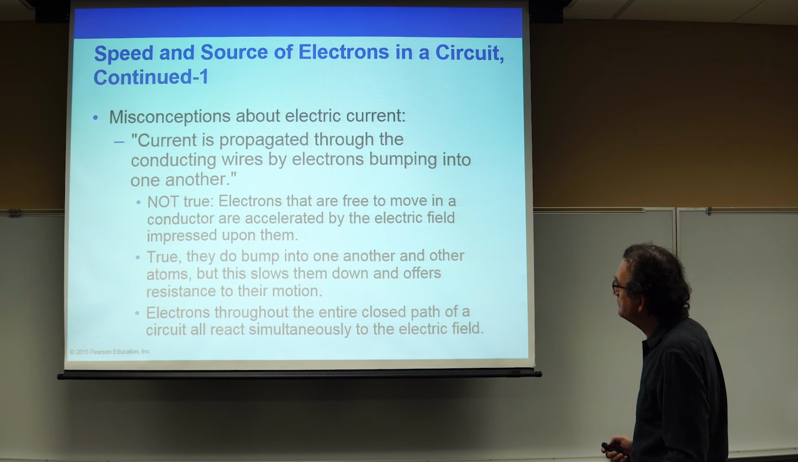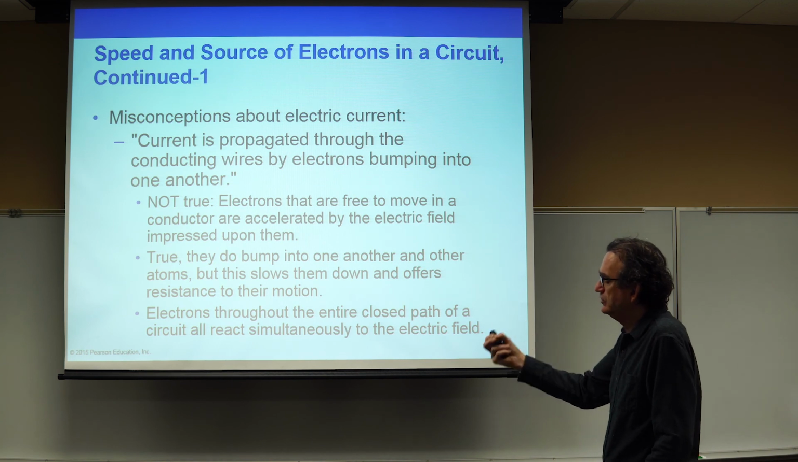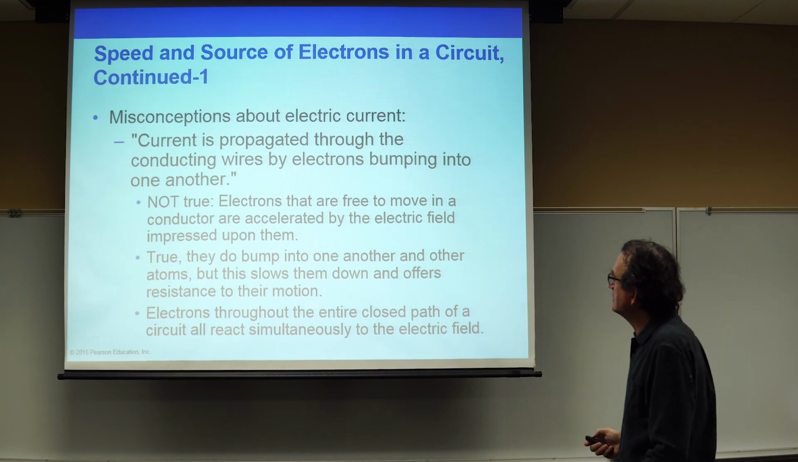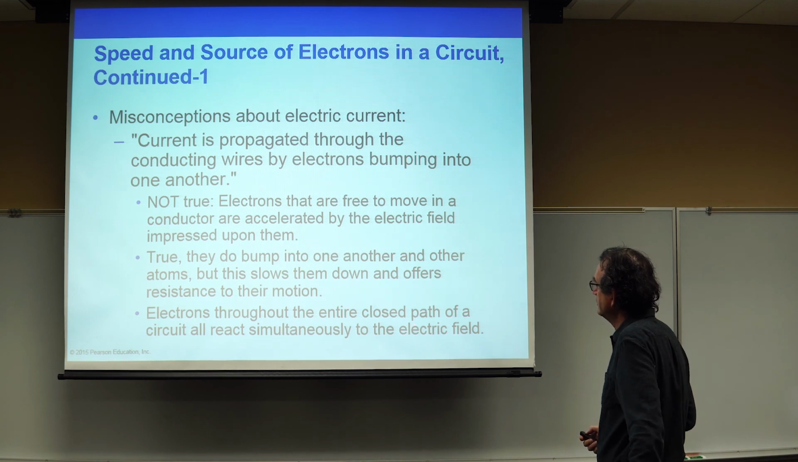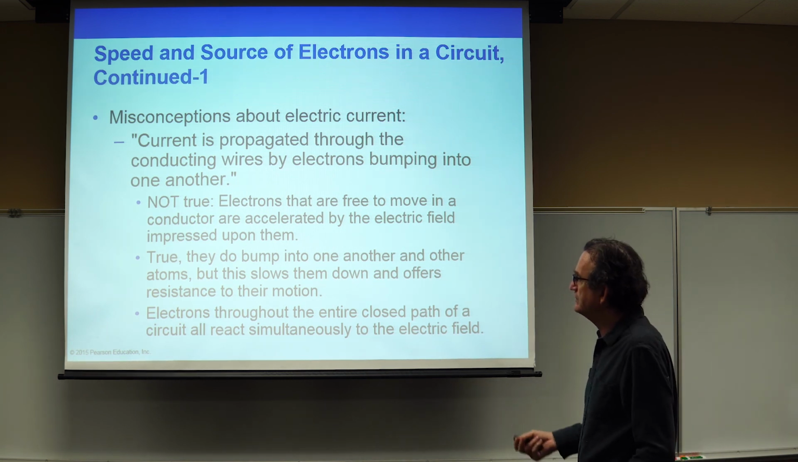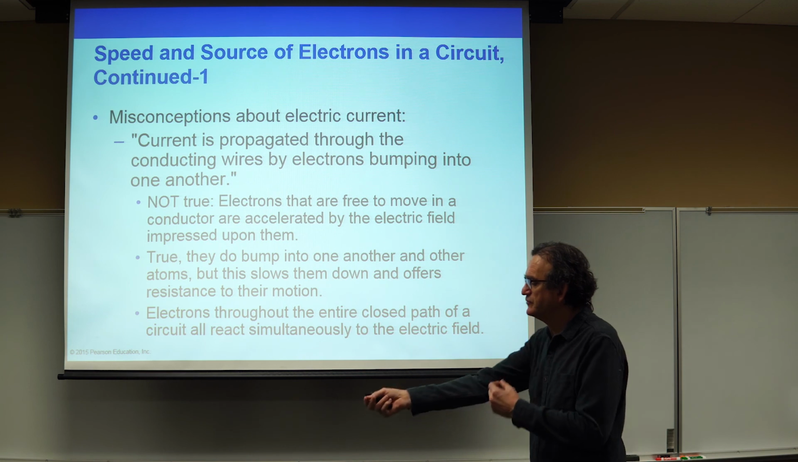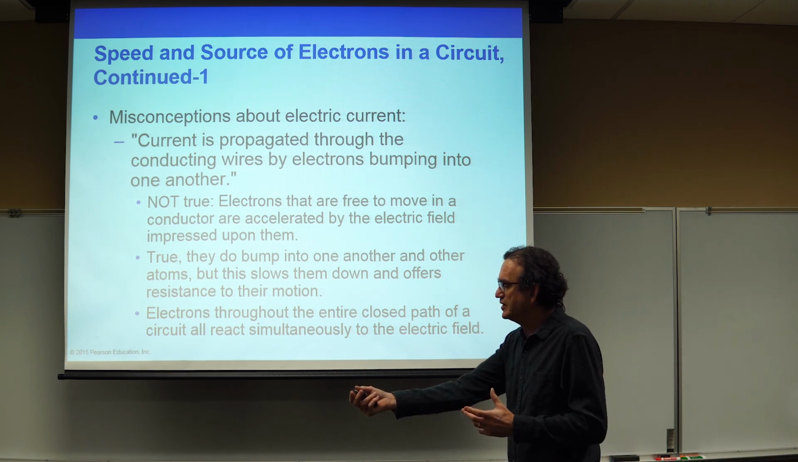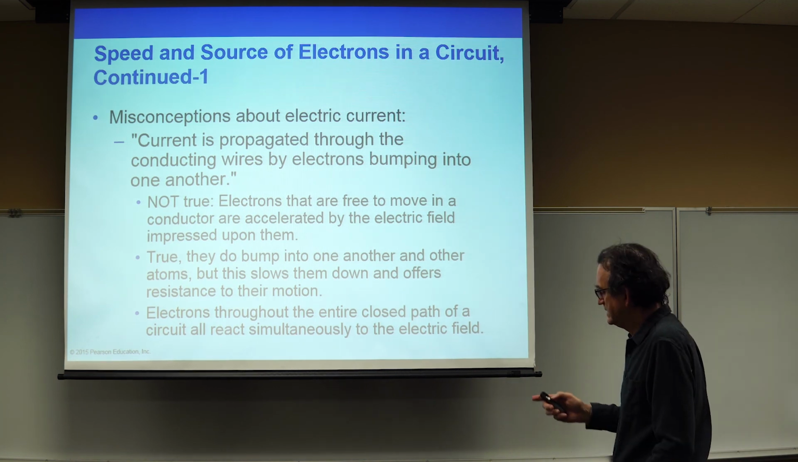It's true that they do bump into one another, and they bump into the fixed nucleus of each of the atoms, but this slows them down and offers resistance to their motion. So that's the other factor to keep in mind. And electrons throughout the wire, throughout the entire closed path of the circuit, all react simultaneously to the electric field. It's just that they're all moving very slowly. So when you flick the switch, the electrons near the positive terminal of the voltage source start to move, but so do the ones everywhere else in the circuit. They all react simultaneously to the electric field.